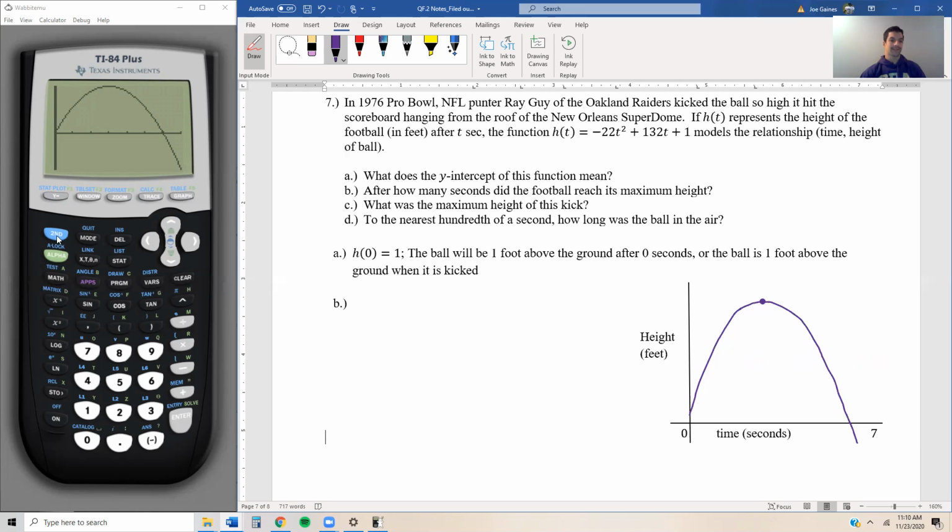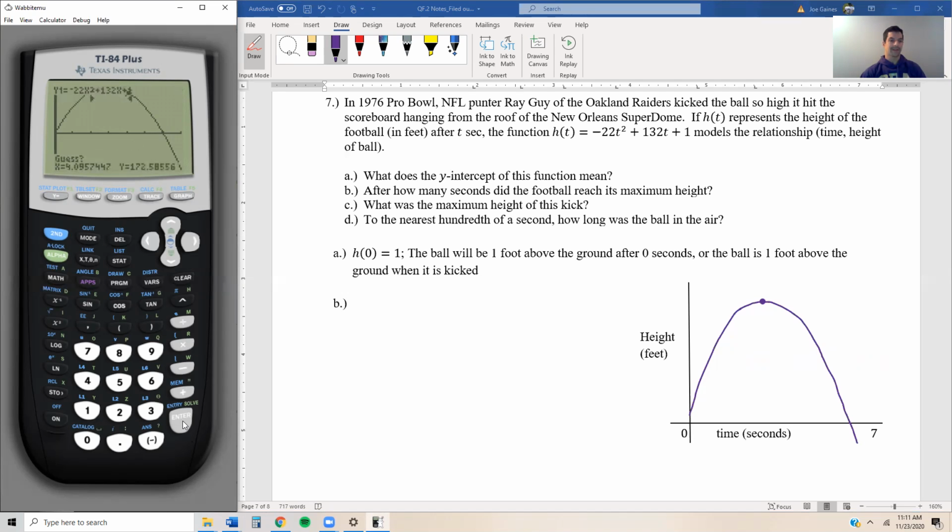So I'm going to hit second, trace, go down to maximum, which is 4. The left bound, I'm going to make sure I'm on the left side of this maximum point. For right bound, I'm going to make sure my cursor is on the right side of this maximum point.